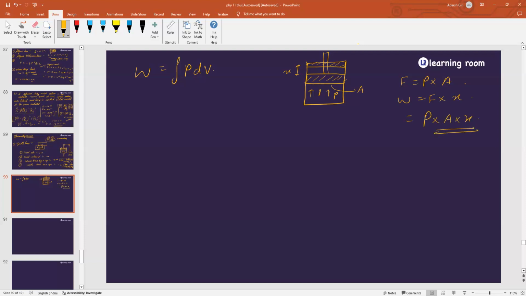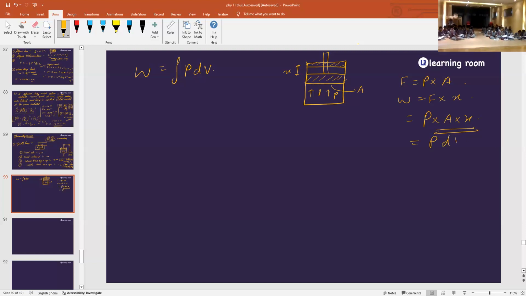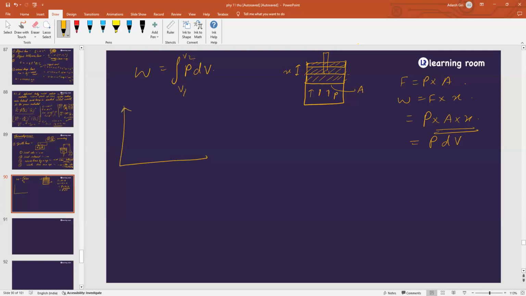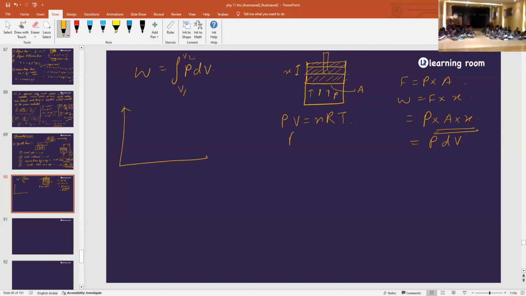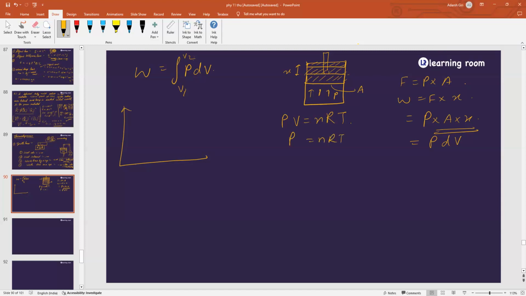And what is A into X? Isn't it volume? Change in volume. So work done is the integral of P dV from V1 to V2. The same thing we can show in a graph also. You all know the relation PV equals nRT, which you have studied in the gaseous state in physics and chemistry. So P should be nRT by V.